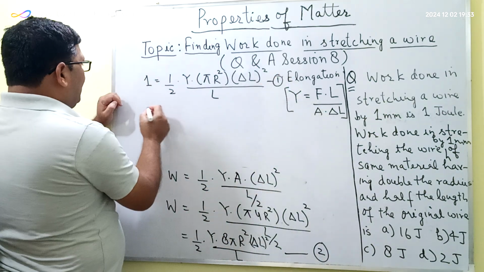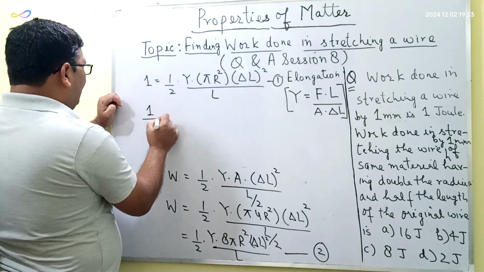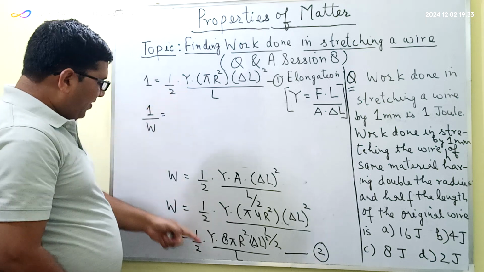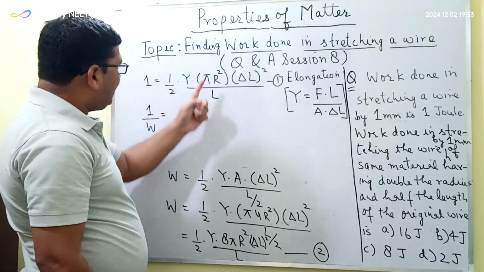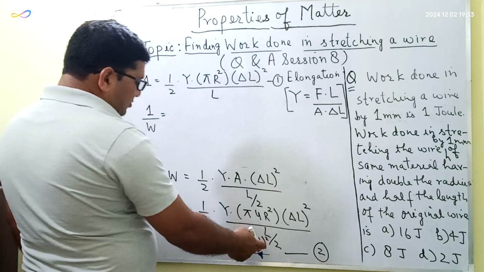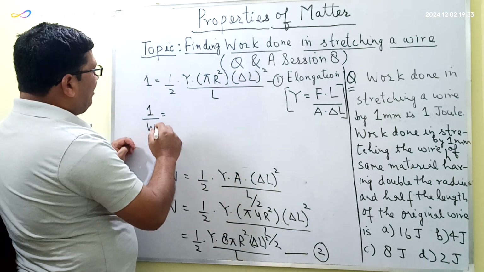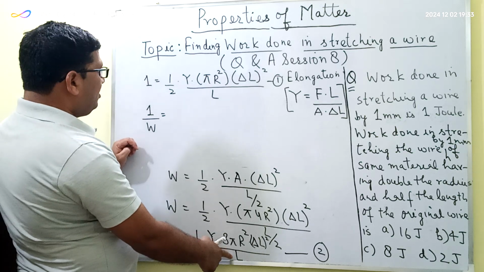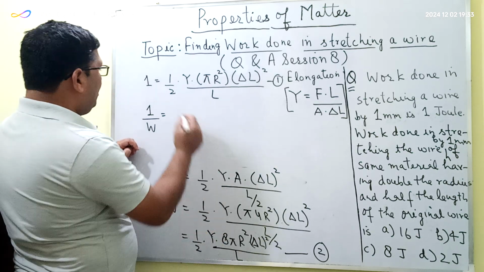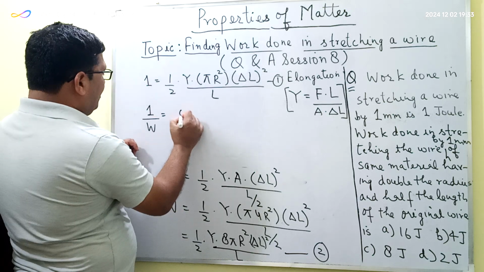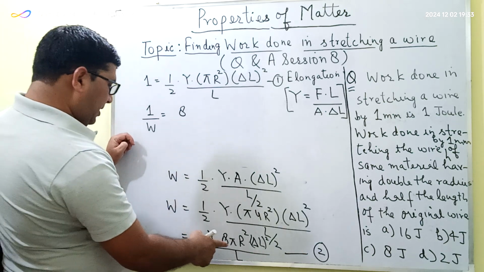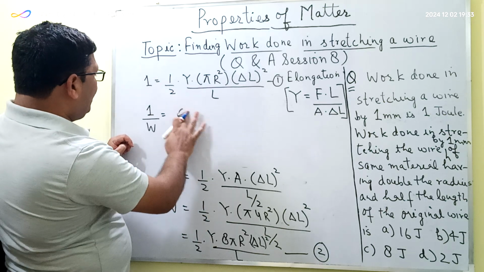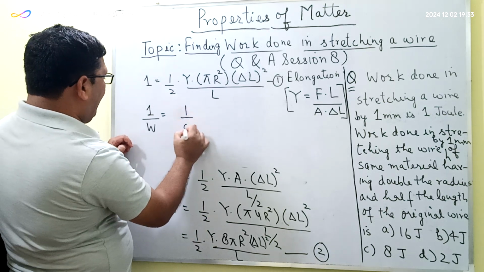By dividing these two equations, I will be getting the value as 1 by W. The 1 by 2 and 1 by 2 will get cancelled out. Y and Y will also get cancelled out. Pi r square and pi r square will also get cancelled out. Delta L square will also get cancelled out, and eventually I will be left with, sorry, not 8, I will be left with 1 by 8.